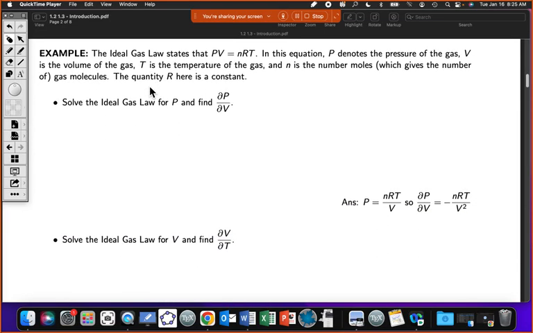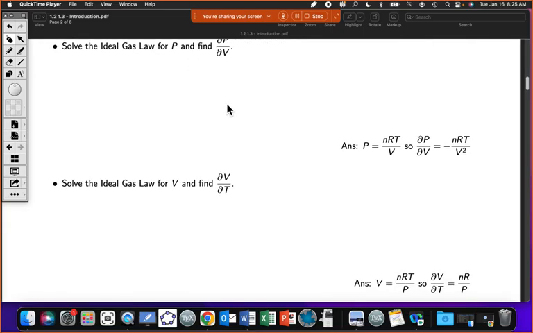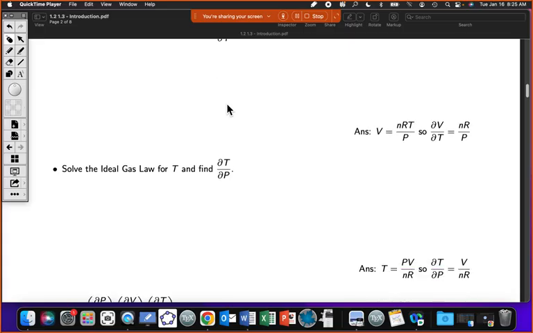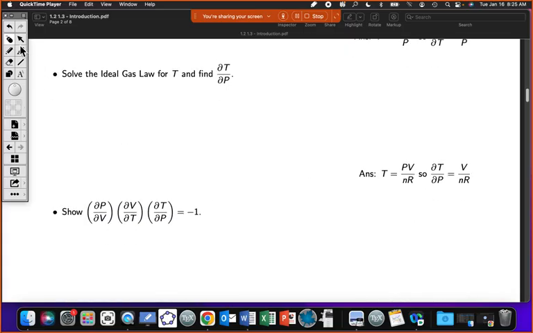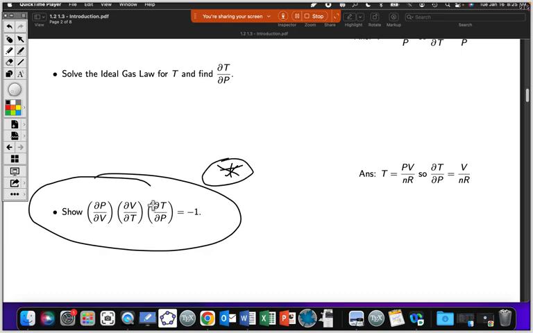Here's an example you can work through in the privacy of your own home. This is about the ideal gas law. PV equals nRT. Solve for P, find the partial of V with respect to V. And so you got the answers here to work through on your own. And then you can actually prove this very important thermodynamic property. So this is apparently a characterization of a system like this.